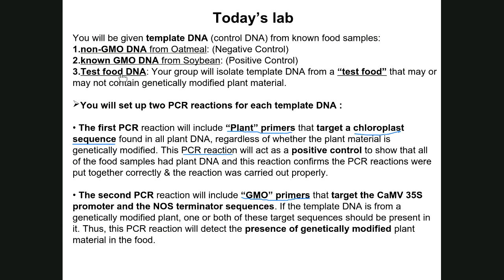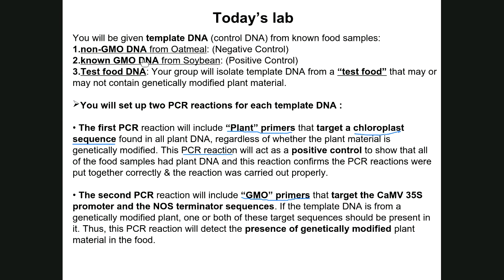But in the case of your test food, there's a second reason for using these plant primers. Sometimes what happens, especially when it's papaya, is students actually are not successful in isolating DNA from the papaya. Therefore, when they run their PCR reactions, okay, for GMO, the papaya comes out negative, but it's a false negative. In other words, papaya sometimes is actually from a GMO plant. But the problem is they didn't extract DNA successfully, and they didn't know it. Okay, so this is the purpose for these plant primers.